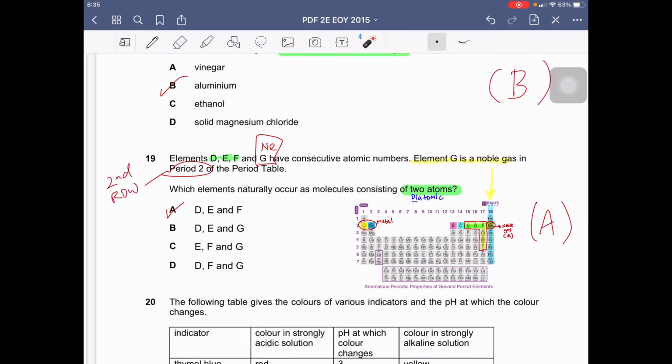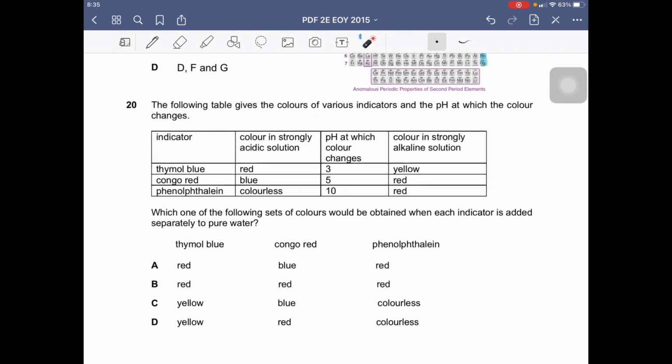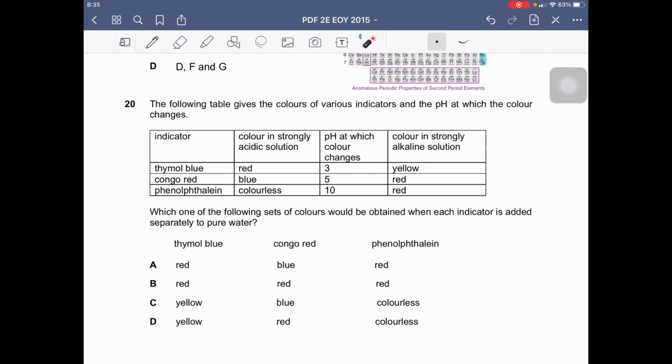Okay, next, number 20. The following table gives the colors of various indicators and the pH at which the color changes. Which one of the following sets of colors will be obtained when each indicator is added separately to pure water? The key term here is pure water. Now, pure water has a pH value. pH measures how acidic or how alkaline a material is. We usually measure it for liquids. So you have neutral, which has a pH value of 7.